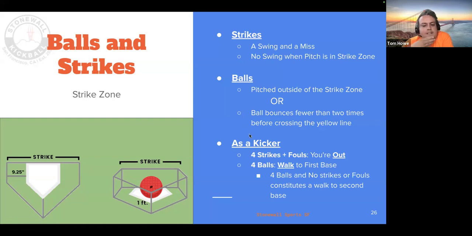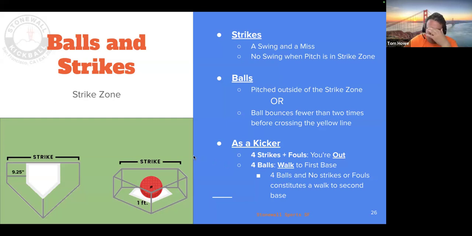So as a kicker, the way that we do counts in Stonewall Kickball for San Francisco is strikes and fouls, which we'll cover in a second, are combined into a single count. So you get 4 strikes. You also get 4 balls. So if the pitcher pitches 4 balls, you will walk to first base. If the pitcher pitches 4 balls and you do not accumulate any strikes, you get to take 2 bases.